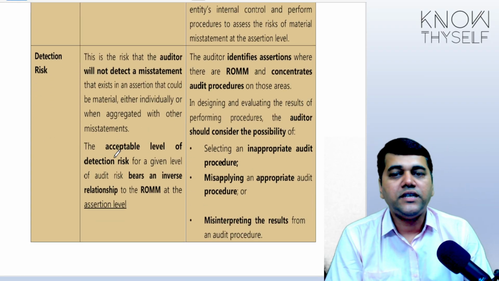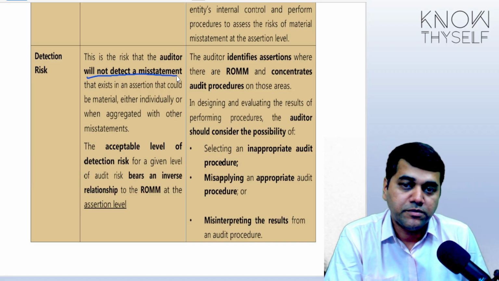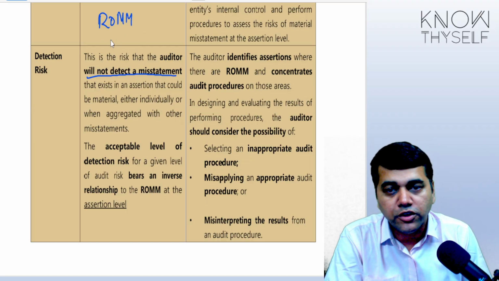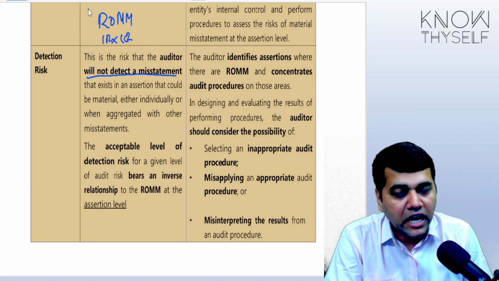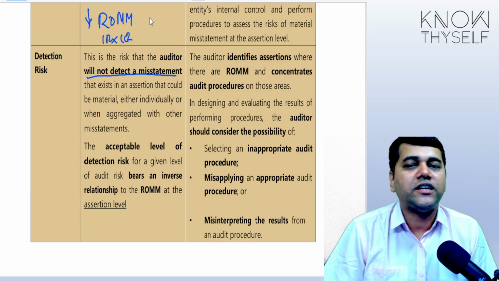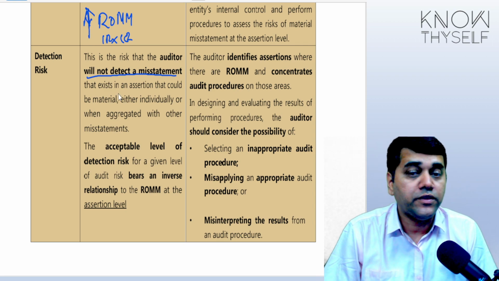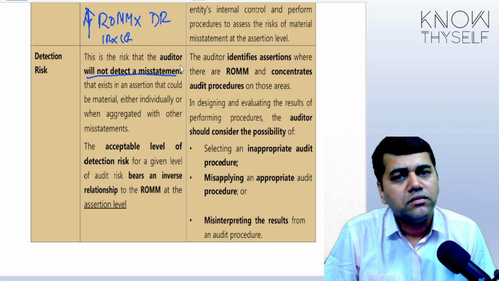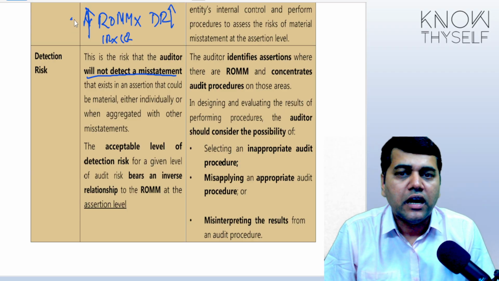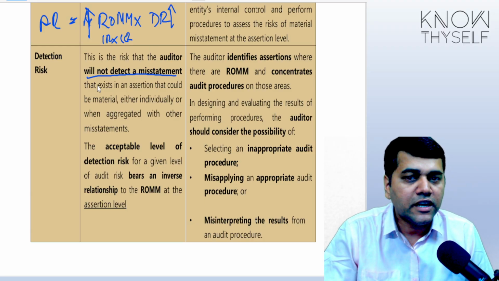Now, third is the detection risk. This is the risk that the auditor will not be able to detect the misstatement. That means, first of all, ROMM is the component of IR and CR. When the controls are very good, ROMM will be low, then the auditor need not do anything. But when the risk is very high, the auditor should have put more effort. If the auditor also didn't do anything, detection risk is also very high. Ultimately, this is going to impact the audit risk. So this is the risk that the auditor will not detect.